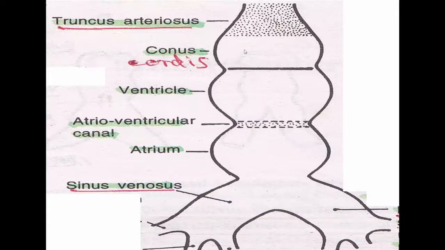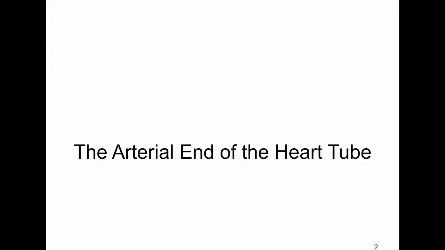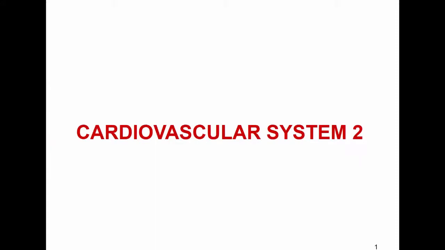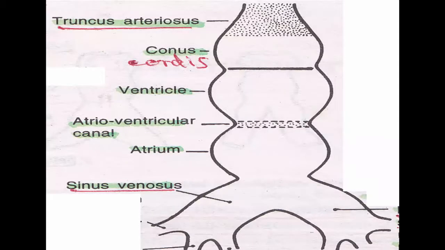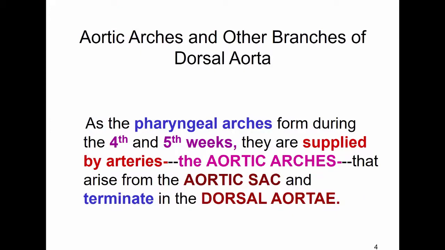So this much we have told, and today I will discuss the arterial end, not in very much detail, but something about this arterial end. I will talk about the arterial end of the single heart tube. Now we will talk about the aortic arches and other parts of the dorsal aorta. Just follow me and see the figure.